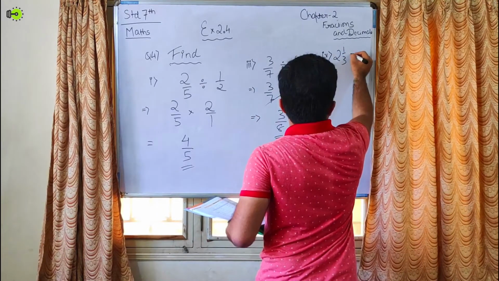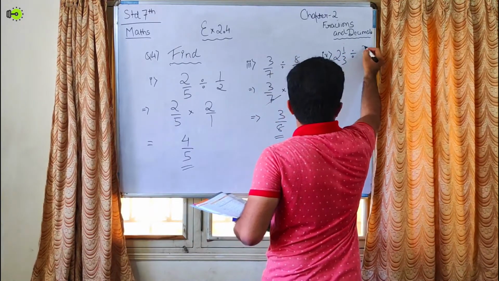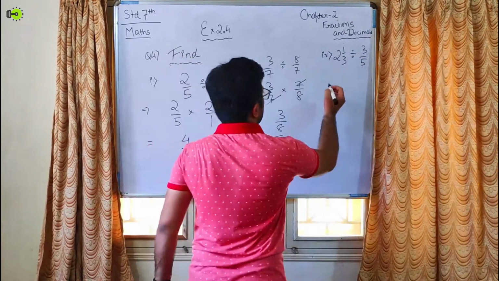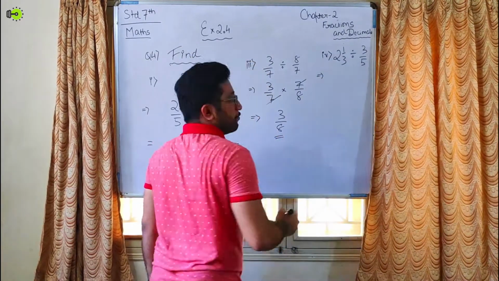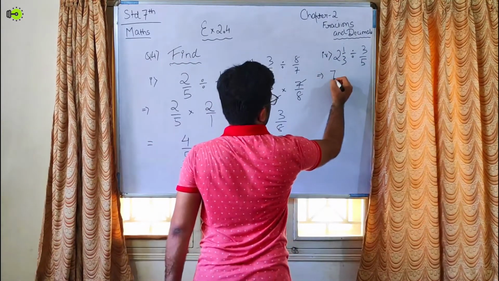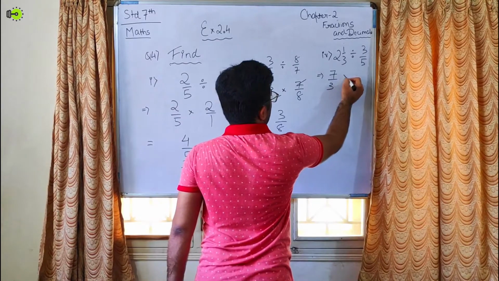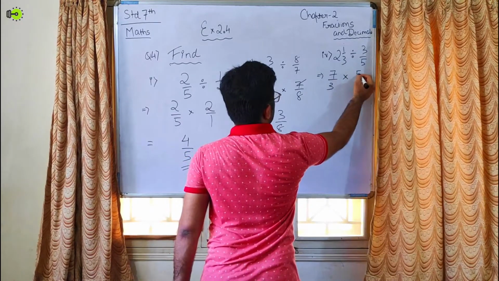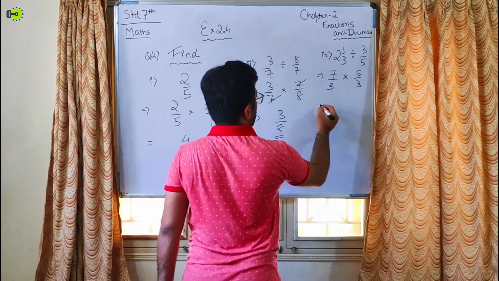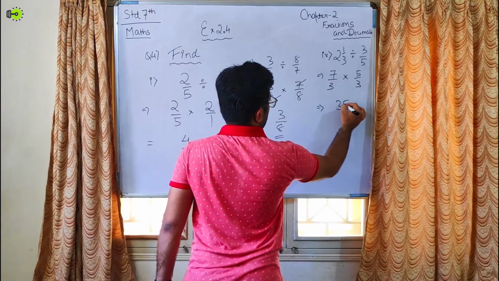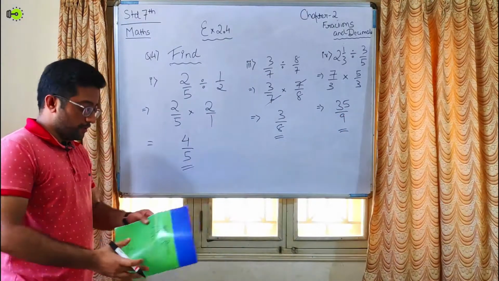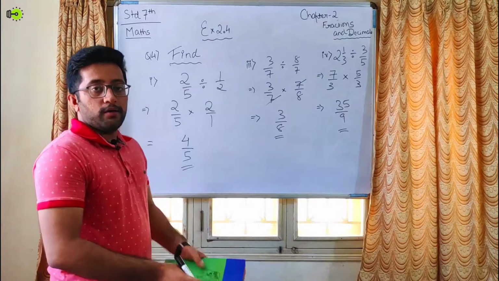2 1 by 3 divided by 3 by 5. So how we will solve it? First of all, convert this mixed fraction to an improper fraction. So 3 2s are 6 plus 1, 7, that is 7 divided by 3, multiply reciprocal of this, that is 5 divided by 3. Now is there something in common? No. So 7 5s are 35 and 3 3s are 9. Okay, similarly you can try the other sums.